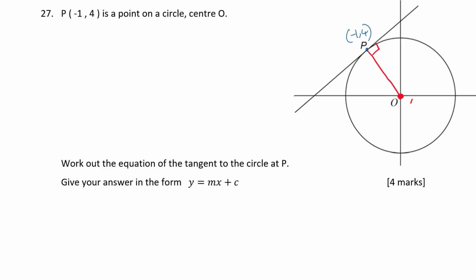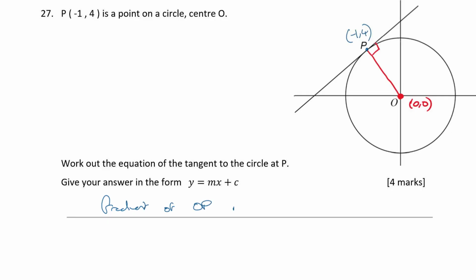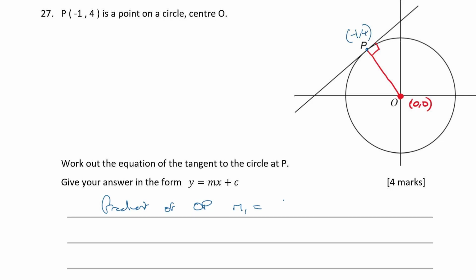So OP has obviously got the coordinates 0, 0 and minus 1, 4. So gradient of OP, which I'm going to call M1, is going to be my change in y, which is 4 subtract 0, divided by my change in x, which is going to be minus 1 subtract 0, which is 4 over minus 1, which is a negative 4. So my gradient of OP is negative 4.